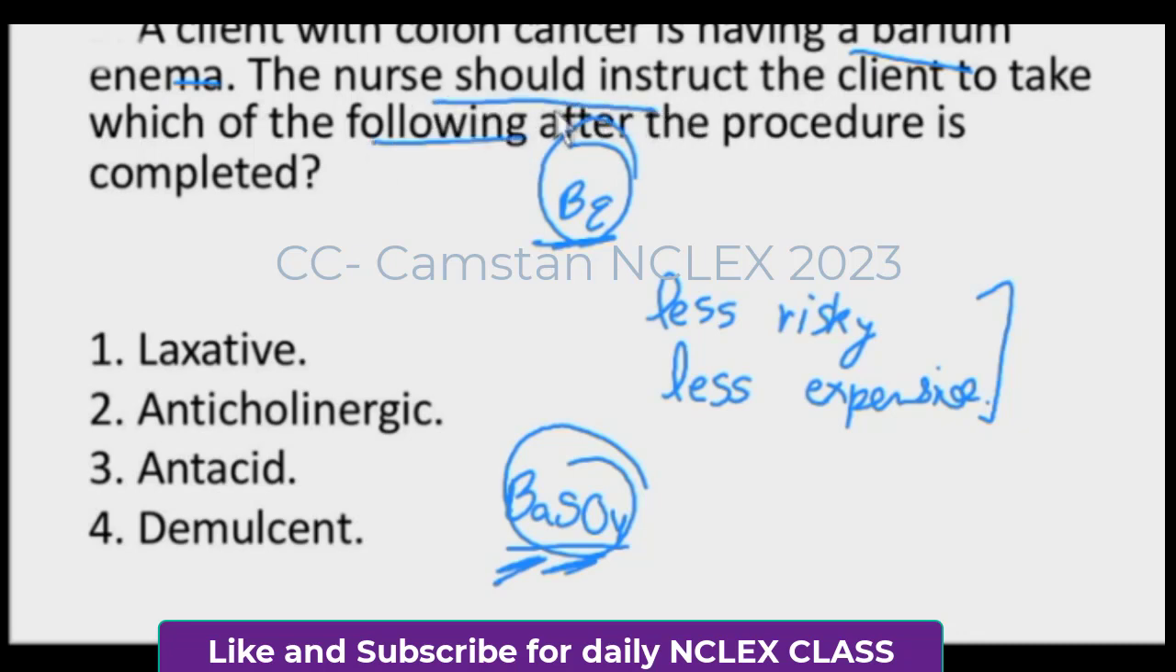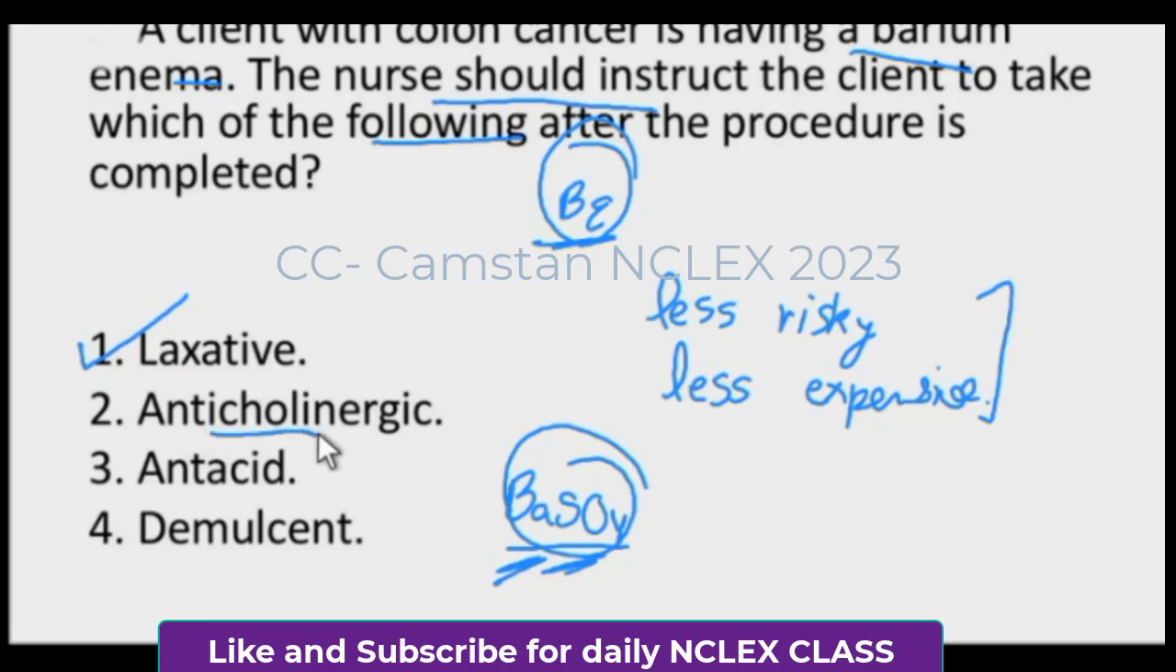So, to remove it, what do we suggest to the client? This is what they are asking in the question. First one is laxative. Well, laxative is rich in fibers and it helps in relieving constipation, which is caused by the retained barium in the client's intestine. So, laxative is right so far.